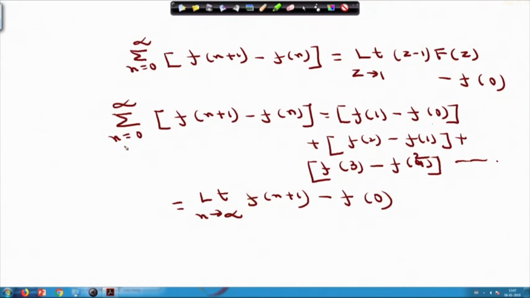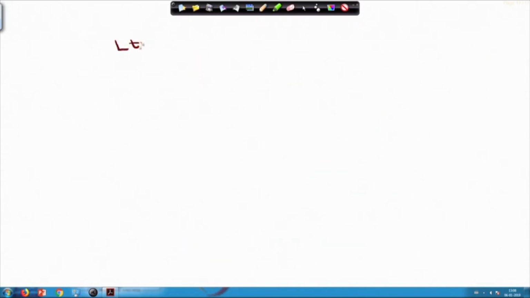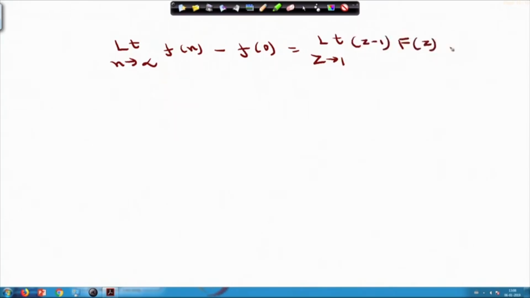So, therefore, the left hand side, that is summation n equals 0 to infinity f of n plus 1 minus f n, equals limit n approaches infinity f n plus 1, which can be replaced by f n minus f 0. Once I have this, if I substitute this value, what will I obtain? On the left hand side, there will be limit n approaches infinity f n minus f 0. This equals limit z approaches 1, z minus 1 into f z minus f 0.